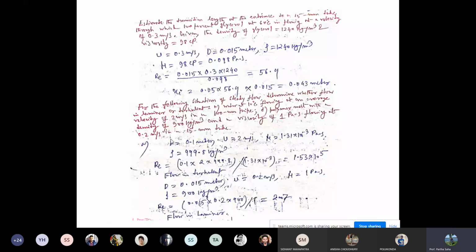Another problem: for the following situations of steady state flow, determine whether the flow is laminar or turbulent. First, water at 10 degrees C flowing at an average velocity of 2 meter per second in a 100 millimeter pipe. Second, polymer melt with a density of 900 kg per meter cube and a viscosity of 1 Pascal second flowing at 0.2 meter per second in a 50 millimeter tube. In the first case, all the parameters are given, so calculate the Reynolds number: it is 10 to the power 5 into 1.52. So it's definitely turbulent flow.